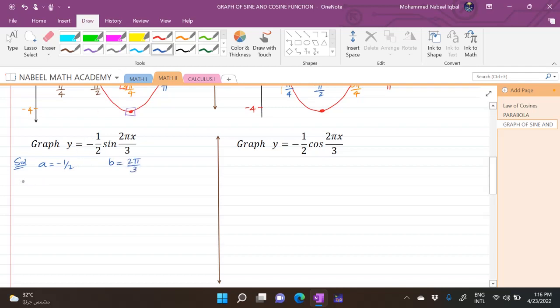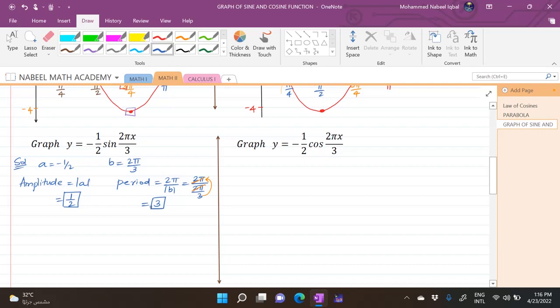Now what is the amplitude? Amplitude is equal to absolute A, which is absolute of minus half, which is plus half. Then period is 2 pi over absolute B. When I substitute 2 pi over 2 pi over 3, what cancels here? So the 2 pi cancels, the 3 goes up. Therefore the period is equal to 3.